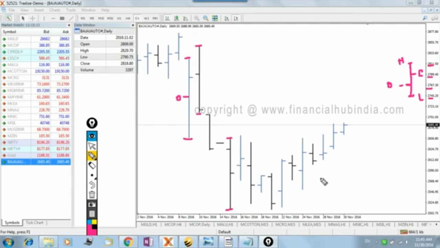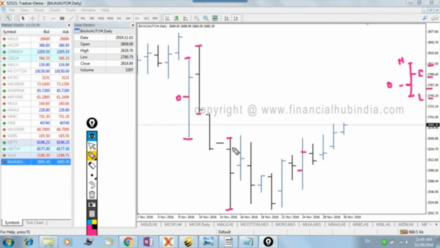So all these bars you see, they have either a left stick or a right stick with it, isn't it? Along with the straight stick. So the left stick will always represent the opening price and the right stick will always represent the closing price.